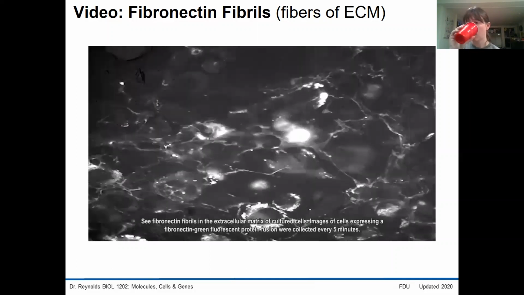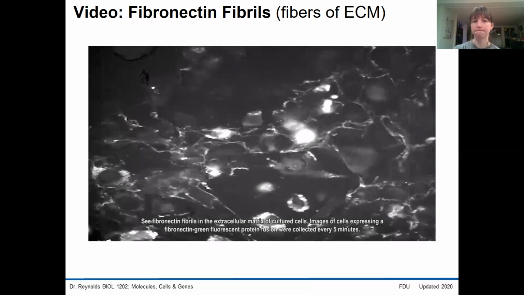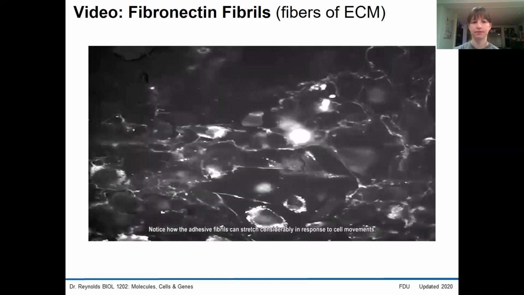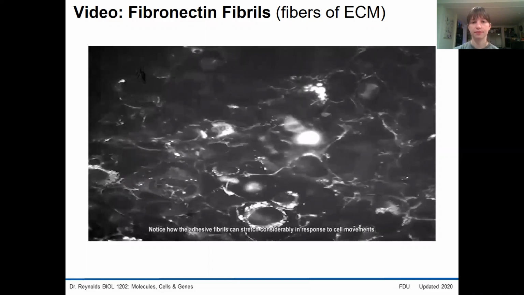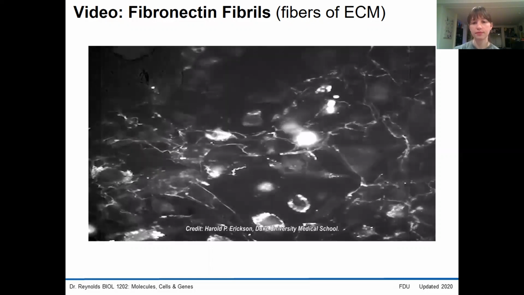Images of cells expressing a fibronectin green fluorescent protein fusion were collected every 5 minutes. Notice how the adhesive fibrils can stretch considerably in response to cell movements. Credit: Harold P. Erickson, Duke University Medical School.